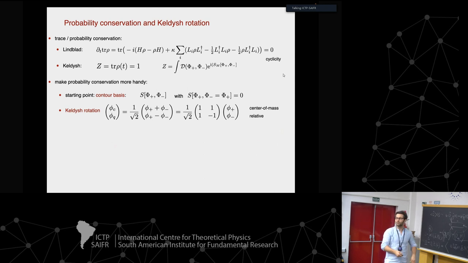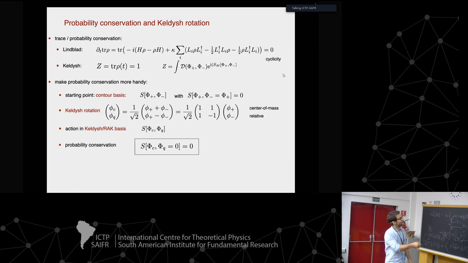And now I propose to do what is known as Keldysh rotation, where we consider, instead of phi plus and phi minus, the symmetric superposition, like a center of mass coordinate for these fields, and a relative coordinate, which is the difference: how much does the field configuration on the plus and minus contour deviate from each other. And that gives us then the action in another basis. It's called Keldysh, or also RAK, for retarded advanced Keldysh. Maybe we just call it Keldysh basis, where the action that was originally formulated in plus minus is now formulated in terms of the C and Q fields.